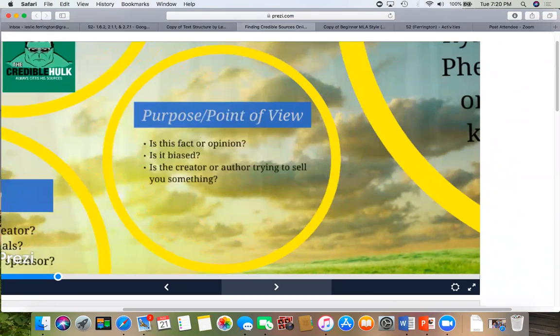The next one is purpose or point of view. So is this fact or opinion? Like, does somebody just come up with this idea off the top of their head, or is this based in fact? Is it biased? Is it just giving you one side of the argument? And are they trying to sell you something? Because if they're trying to sell you something, it's probably kind of skewed toward whatever they are trying to sell you.